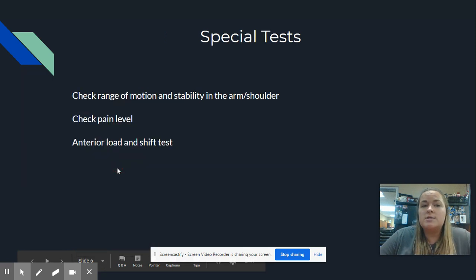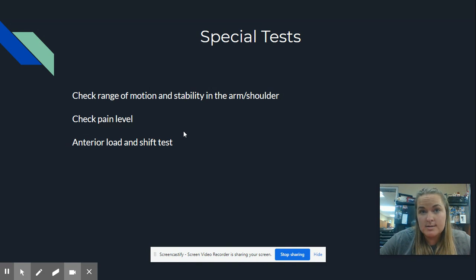And then special tests. Special tests are going to be the tests that we as the clinicians actually do to feel what's going on in there. These are not going to be your diagnostics, so it's not your x-ray or your MRI or anything like that. These are what we do hands-on to find out what's going on.